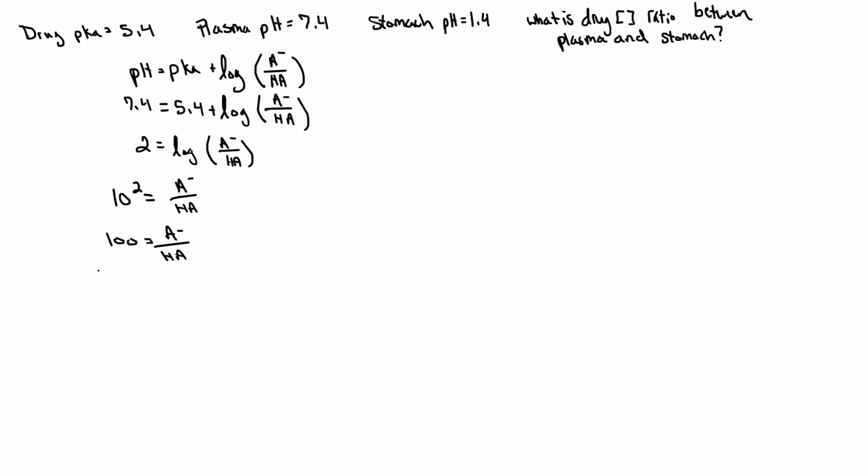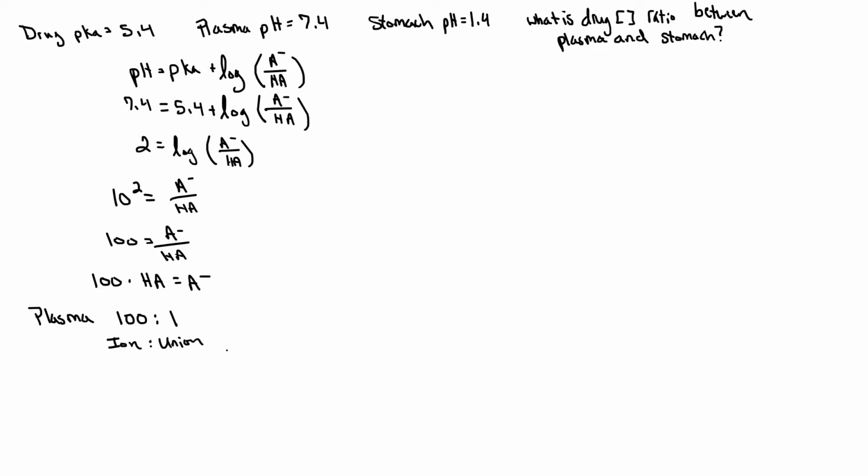If we solve this out, we get 100 times HA equals A minus. What this tells us is that we have 100 times more ionized, or in this case A minus, in our plasma than we do unionized. So in the plasma, we have 100 to 1, ionized to unionized.